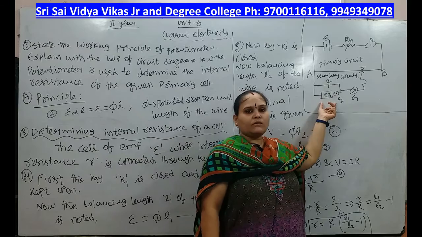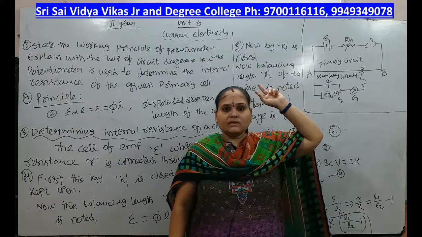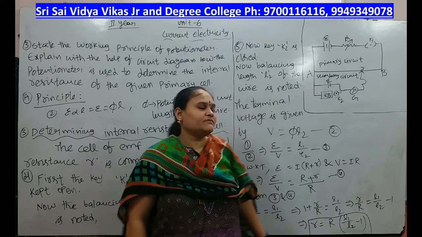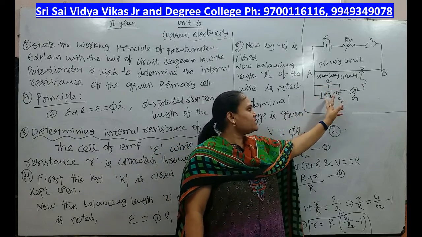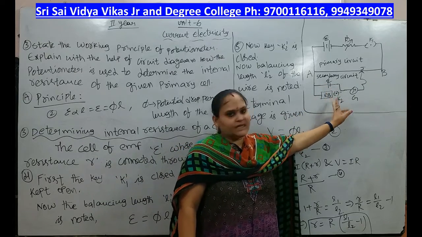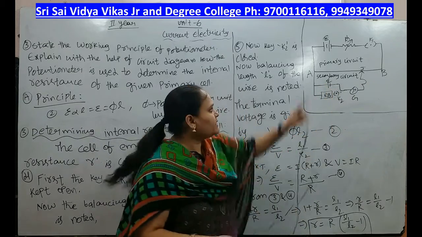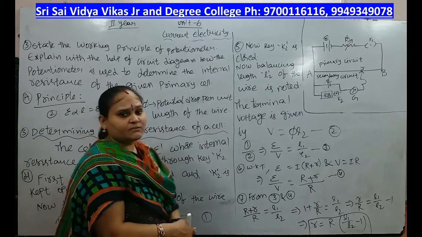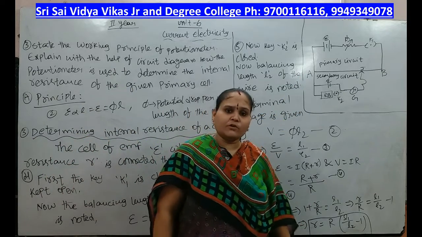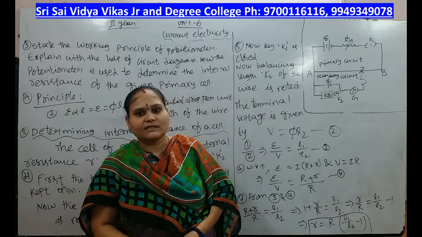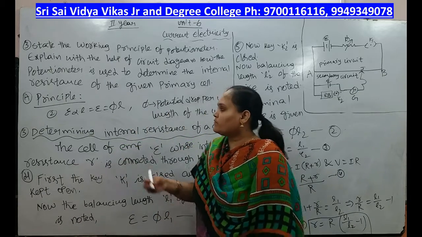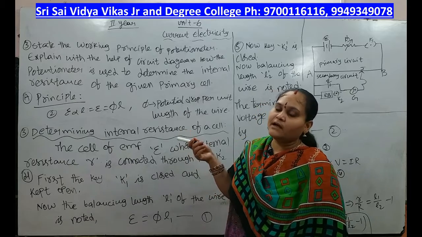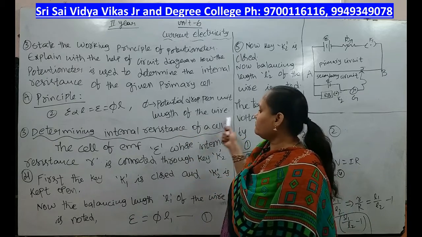In this there is a very small modification. Before that we take epsilon 1 and epsilon 2, because we are comparing two EMFs. Here we take the cell, a resistance box and an extra key K2. So there are two keys, K1 and K2. The principle of the potentiometer is that the potential difference between any two points is proportional to the length of the wire. So epsilon is proportional to L, epsilon equal to phi L.